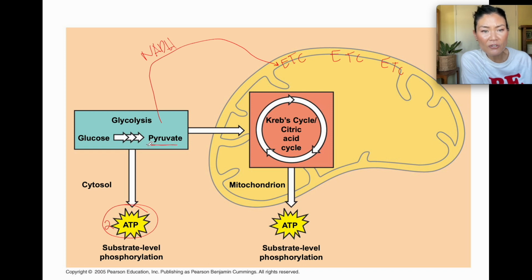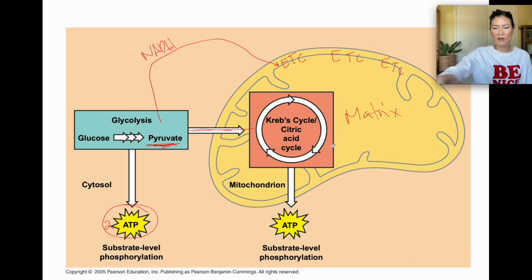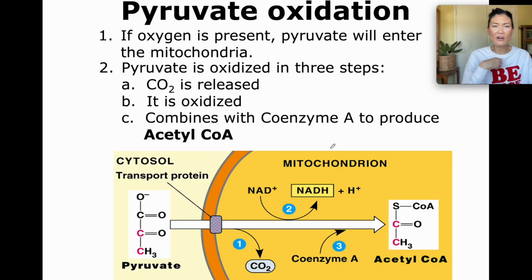Pyruvate, if oxygen is available in the cell, is going to be shuttled into the matrix. Remember, this is the matrix of the mitochondria. It's the center of the mitochondria. So if oxygen is present, pyruvate will enter the mitochondria. Pyruvate is oxidized. It's going to lose electrons, okay? And it's going to be oxidized in 3 steps.